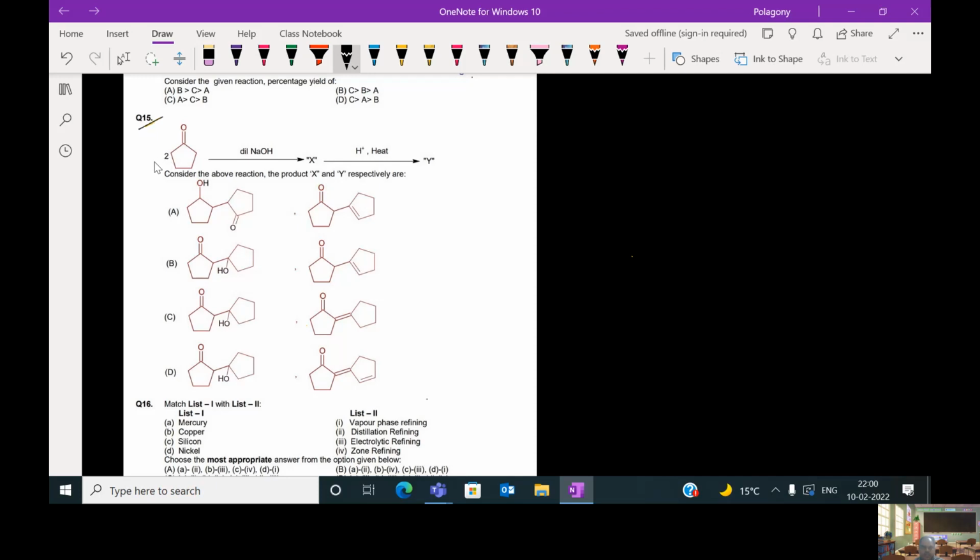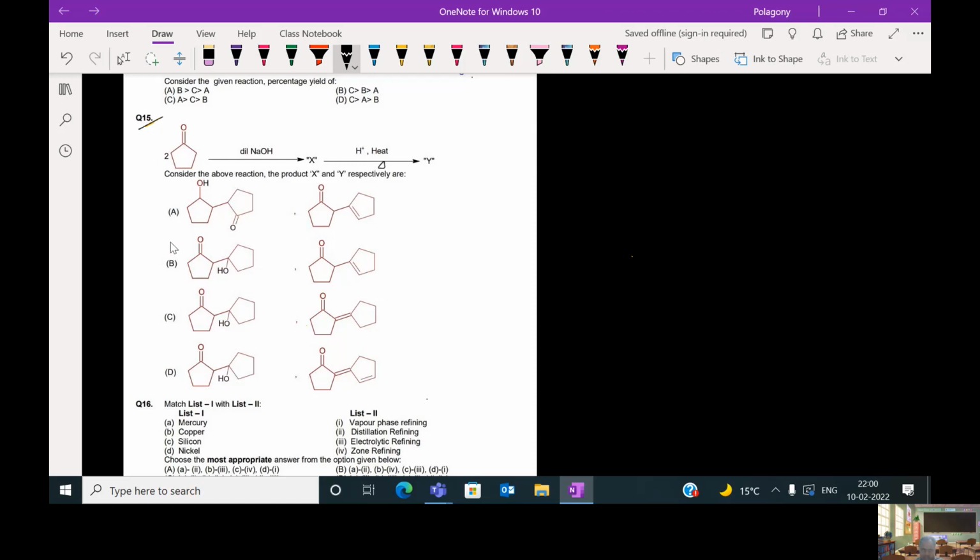Here the question is given. The 15th question is: 2 moles of cyclopentanone are subjected to hydrolysis in the presence of sodium hydroxide. We get the X product, which is again followed by hydrolysis upon heating. When heating is done, we get the Y product. Consider the above reaction. The products X and Y respectively are.